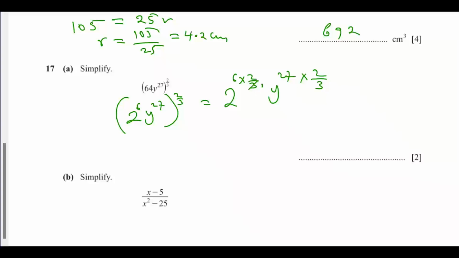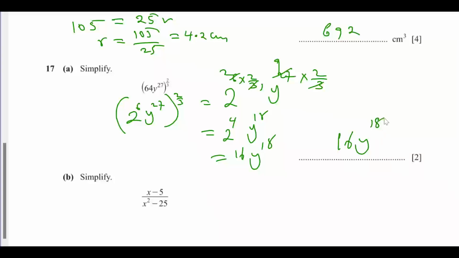3 goes into 6 twice, and 3 goes into 27 nine times. So we're left with 2 to the power of 2 times 2, which is 4, then y to the power of 9 times 2, which is 18. So 2 to the power of 4 is 16, and y to the power of 18. So this will be the final answer: 16y to the power of 18.